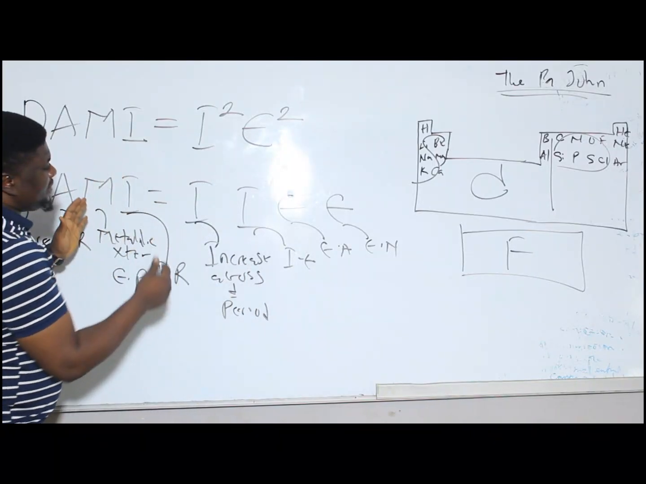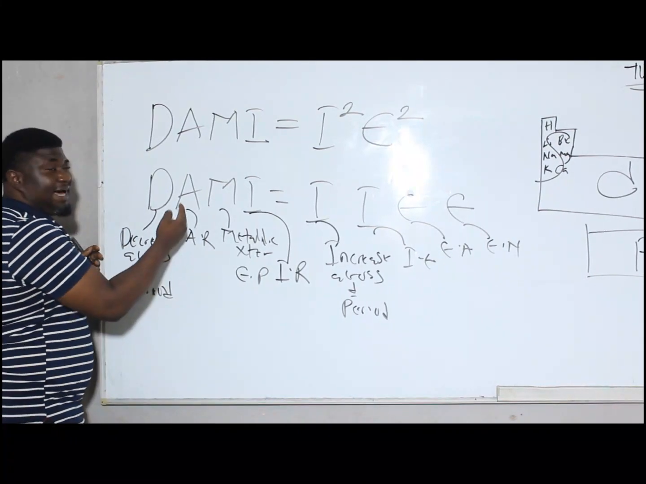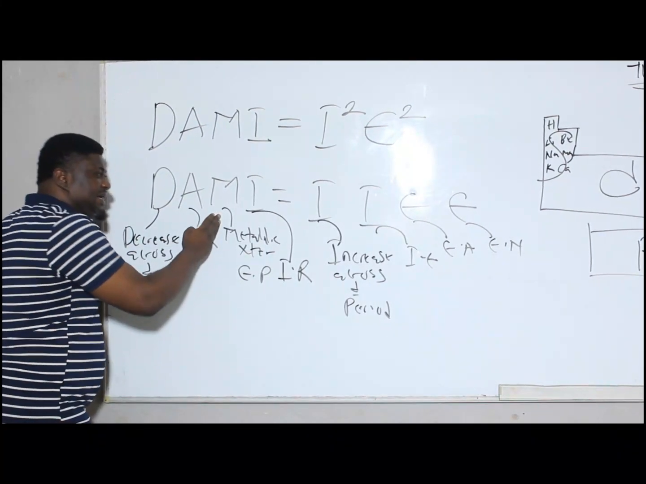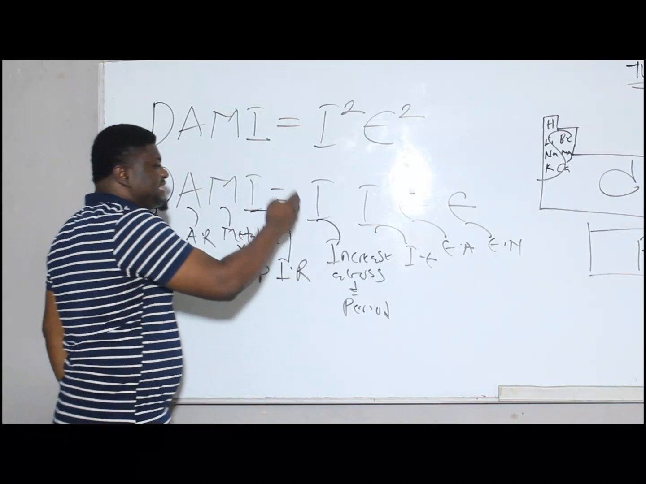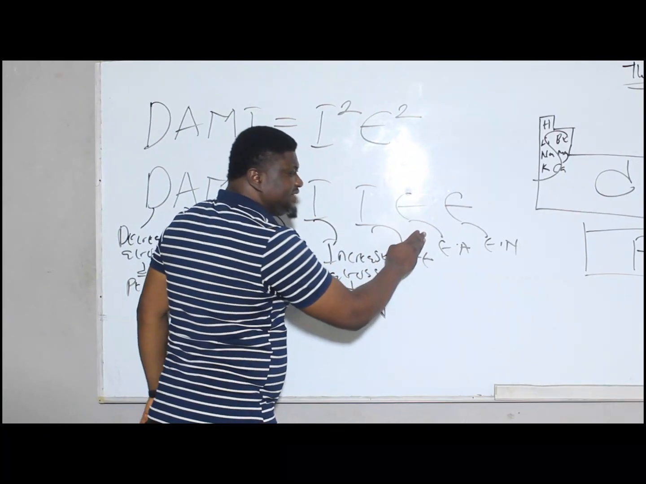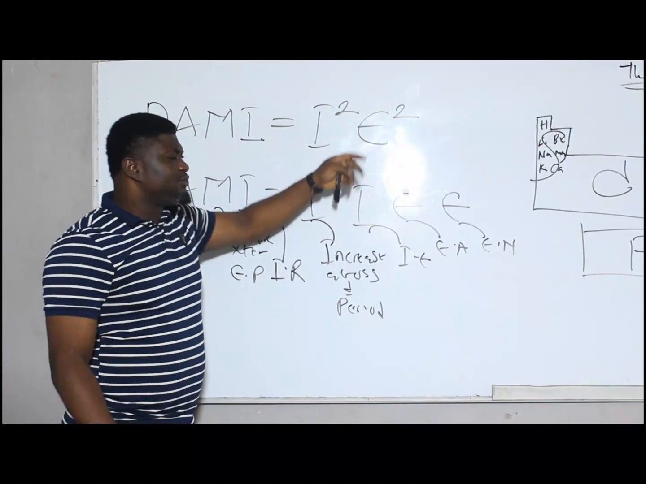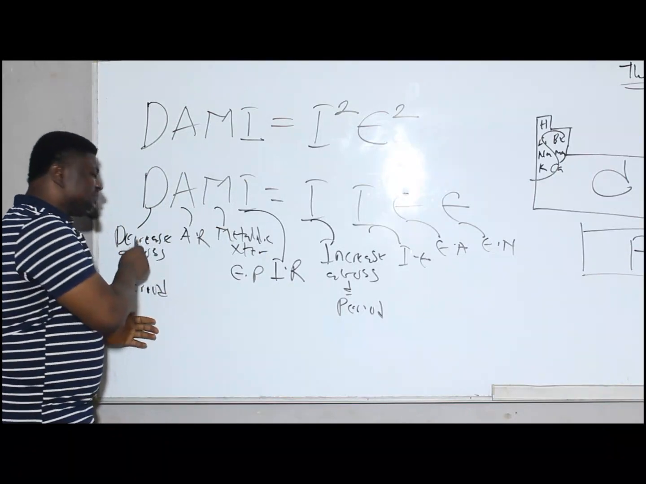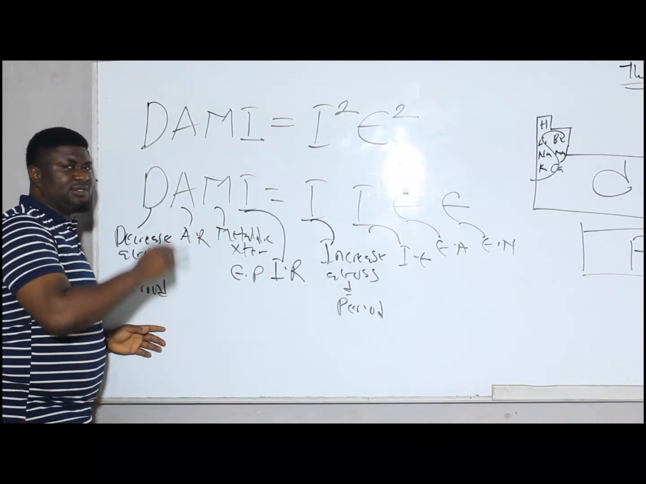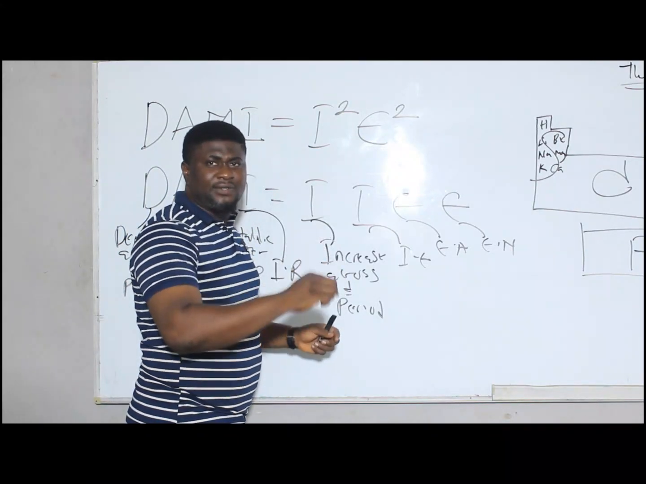Okay, so looking at these guys, note that the ones that decrease across the period are atomic radius, metallic character, and ionic radius. While those that increase across the period are ionization energy, electron affinity, and electronegativity. Please do not forget that Gamma is equal to I squared E squared. And whatever trend decreases across the period must increase down the group, and any trend that increases across the period must always decrease down the group.